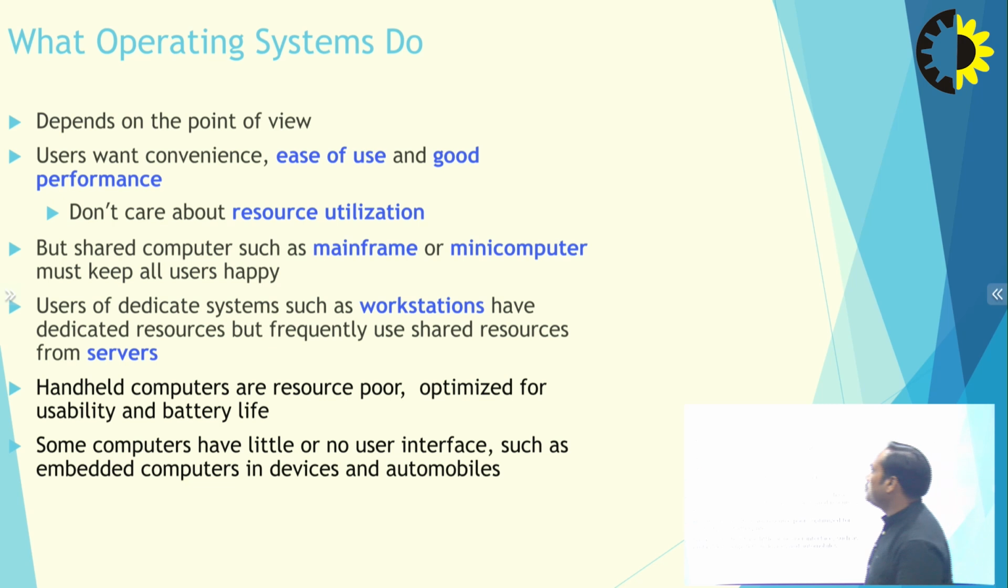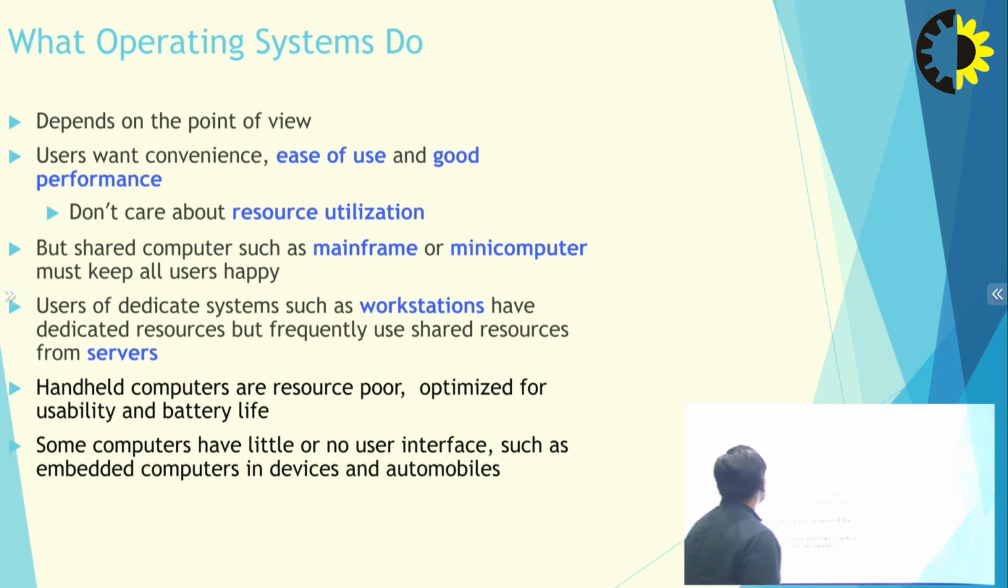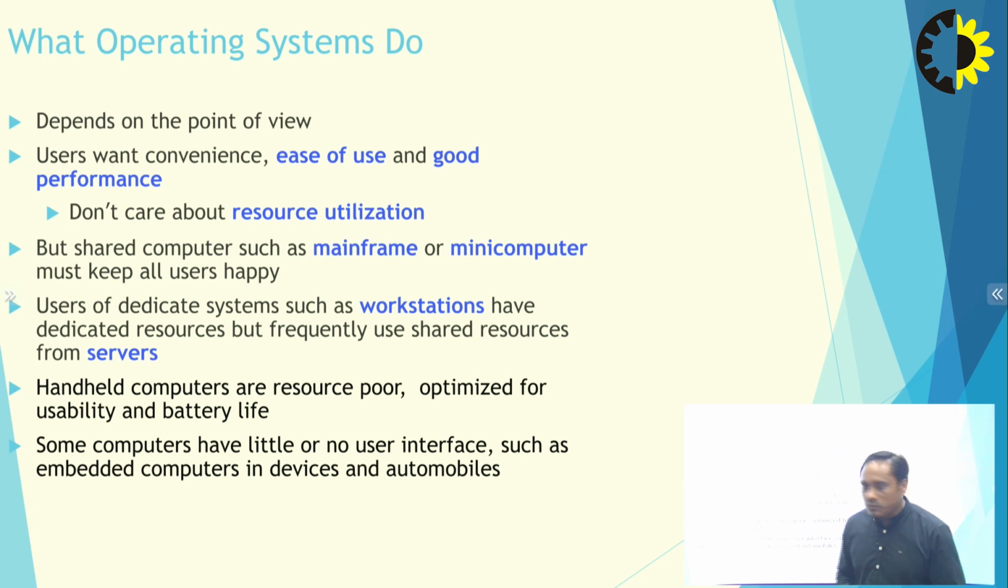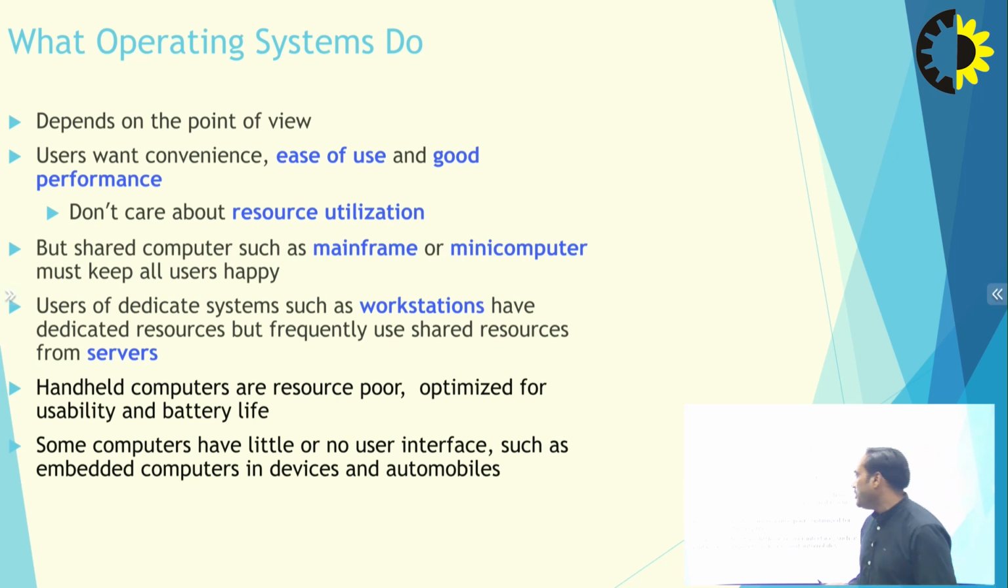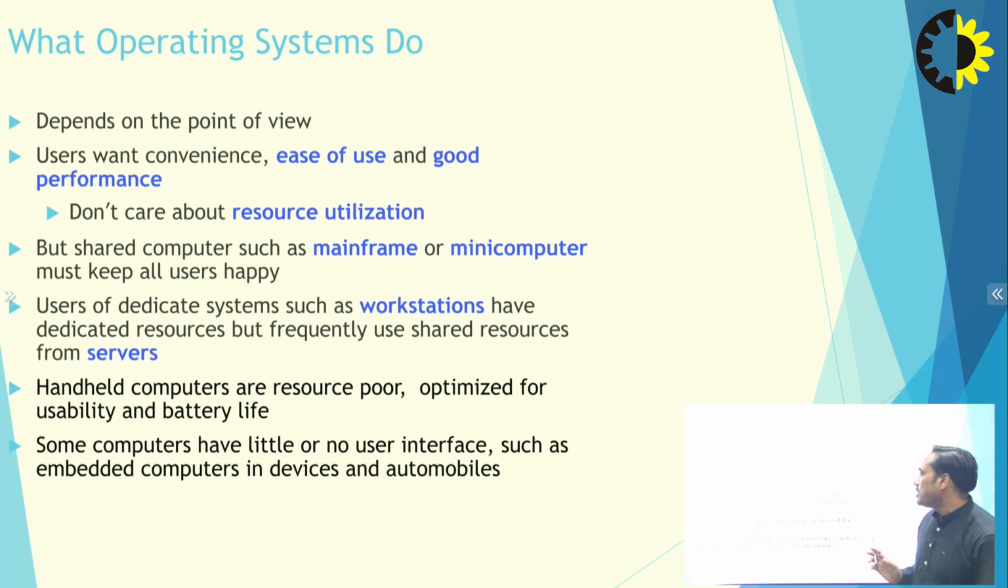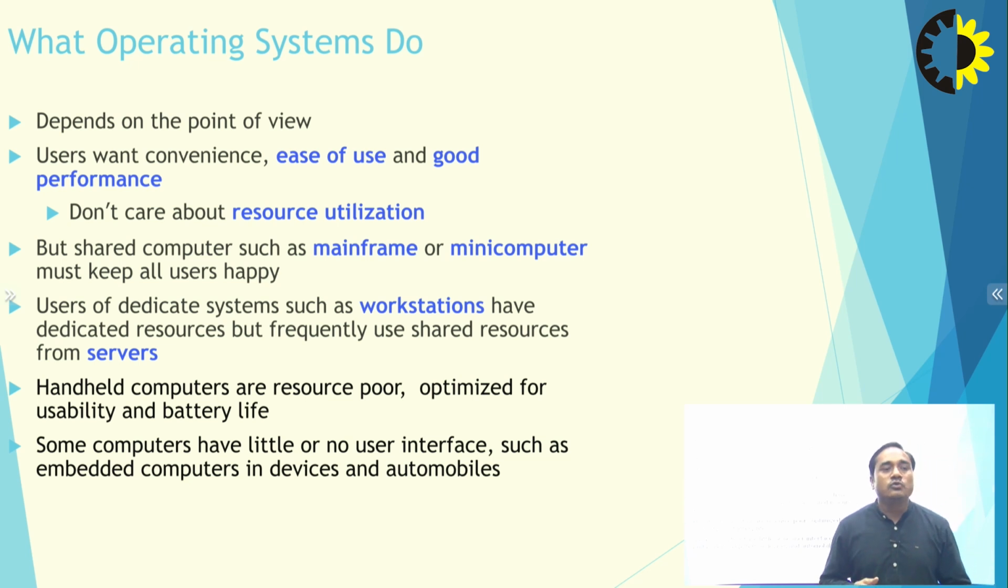What does the operating system basically do? It depends upon the point of view. Users want convenience, ease of use and good performance, and don't care about resource utilization. Mainframe or minicomputers must keep all the users happy. Workstations have dedicated resources but frequently use shared resources from servers. The operating system manages all the things according to the user requirement, like ease of use and good performance, through which we can easily access information and data and complete the task easily. These are the things managed by the OS.